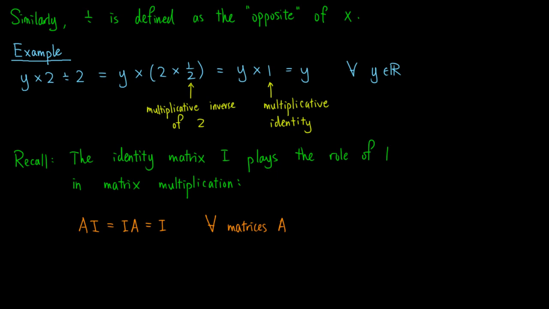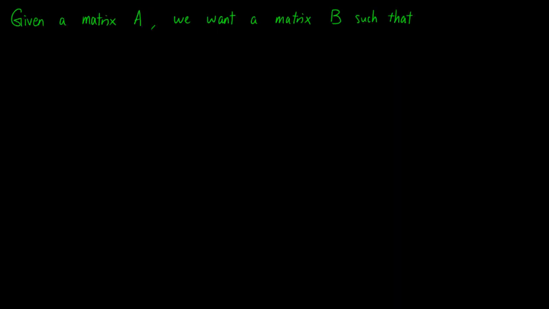Having acquired the multiplicative identity in matrices, in other words, the identity matrix, we will now try to define a multiplicative inverse of a matrix, or just the inverse of a matrix for short. That means that given a matrix A, we want to find a matrix B such that A times B equals B times A equals the identity matrix.